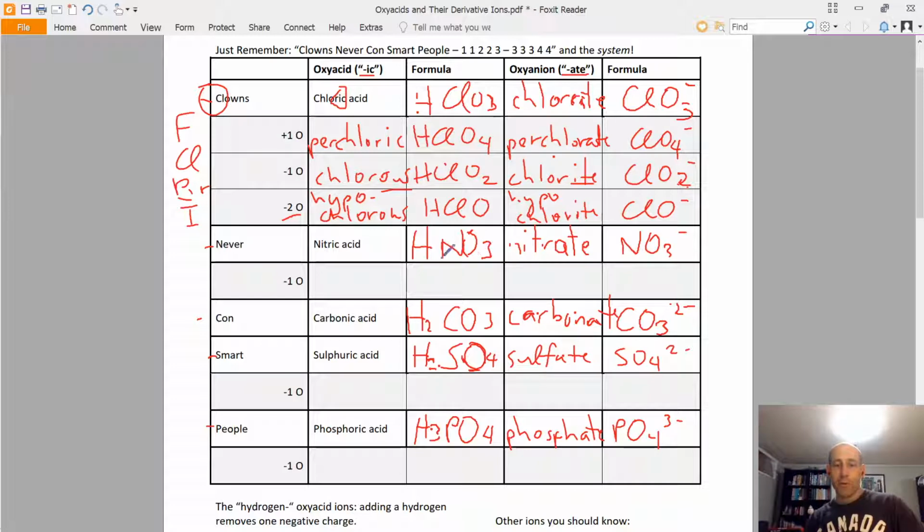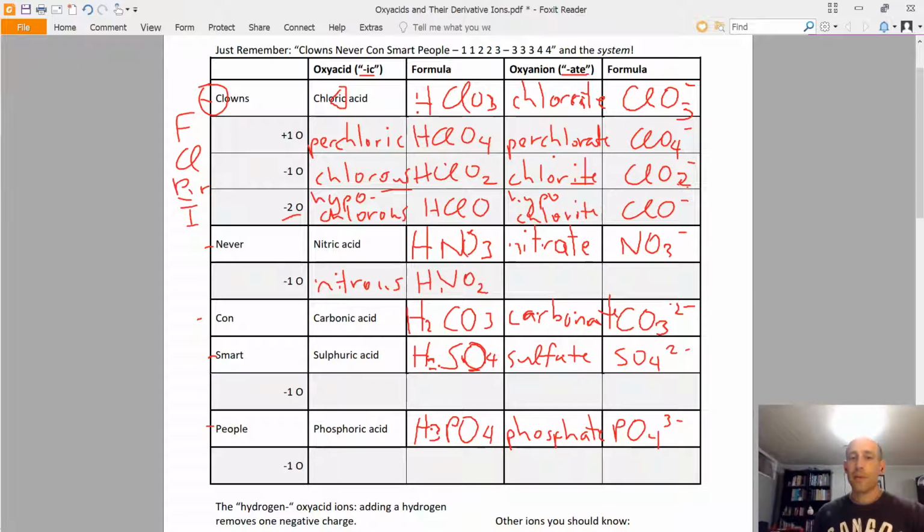We already know nitric acid and the nitrate ion. If you lose one oxygen, you should already know how to name that. Ic goes to ous when it loses an oxygen. This is going to be called nitrous acid. And it's going to be HNO2.